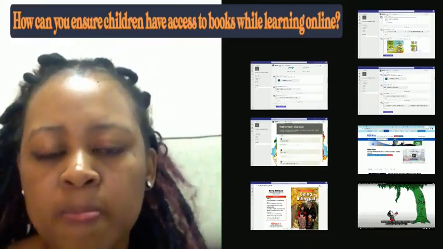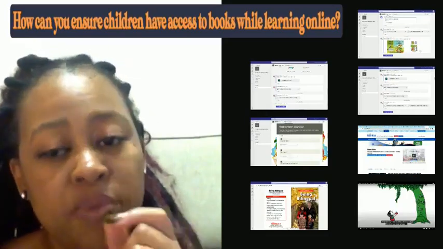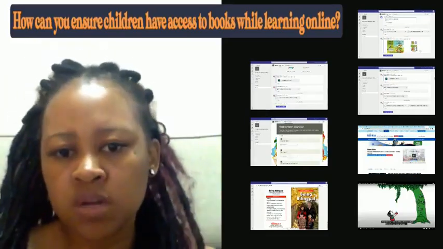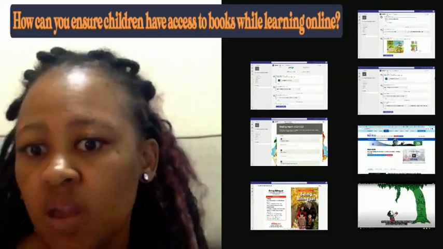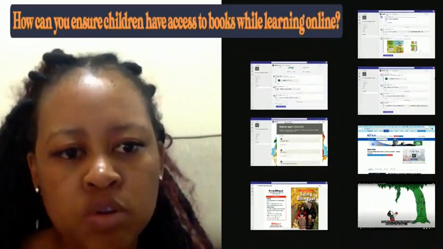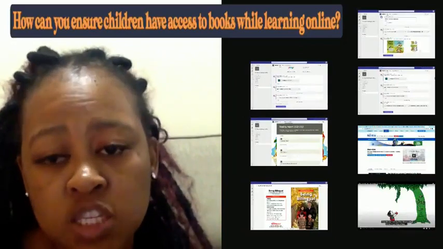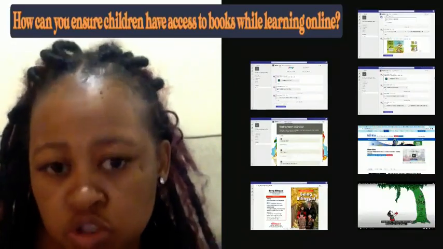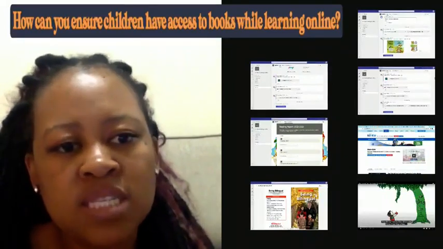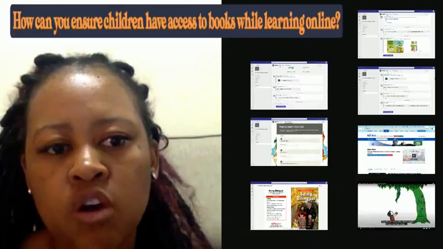So what I did was I made a form, which is basically a comprehension task as well, where it asks them basic details about the book. Then I would download books from Raz Kids and upload them as PDFs on Teams. This way, learners still have the opportunity to read as well as do the same comprehension tasks that they were doing on Raz Kids.